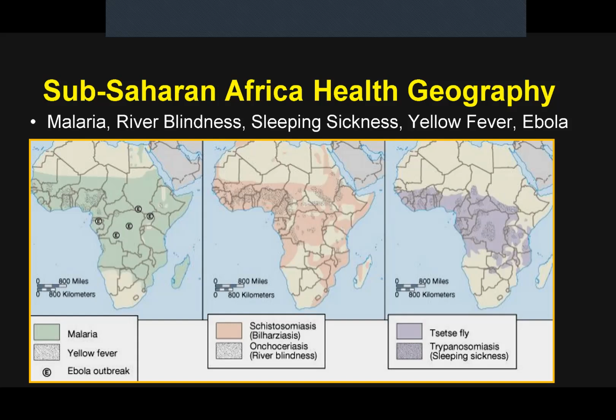In the middle one, we have things like river blindness and schistosomiasis, which is a worm disease. So is river blindness. We'll talk about that coming up. And on the right side, things like sleeping sickness, etc.